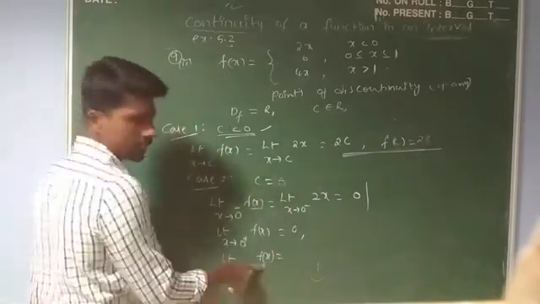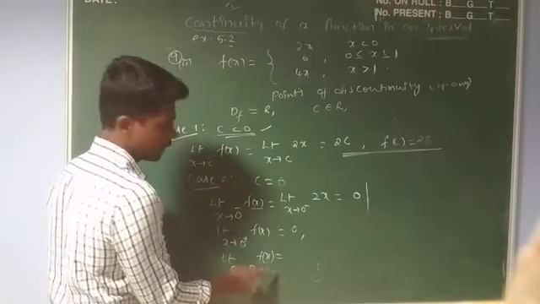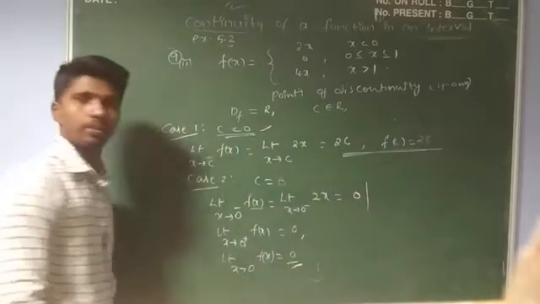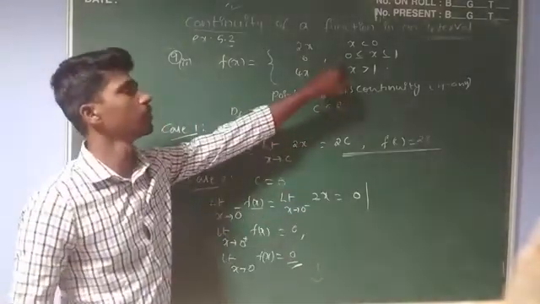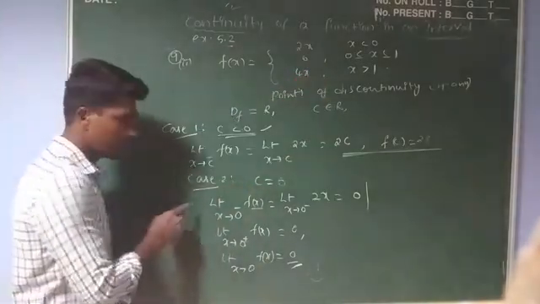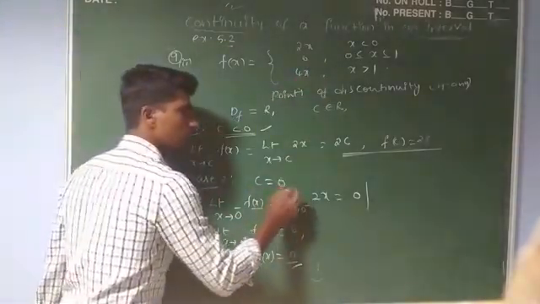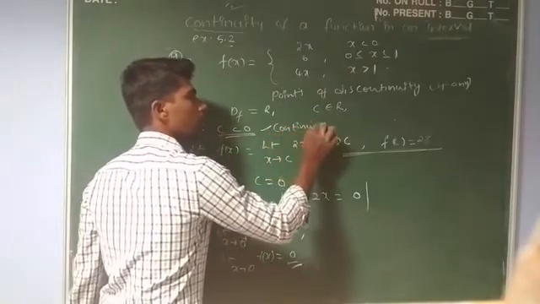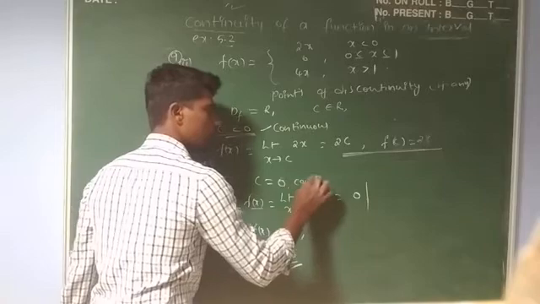At 0 exactly, the given function value is nothing but equal to 0. The value of the given function is 0. Exactly 0, they have given as 0. So the given function is continuous at c equal to 0 also. Continuous, and here also continuous.